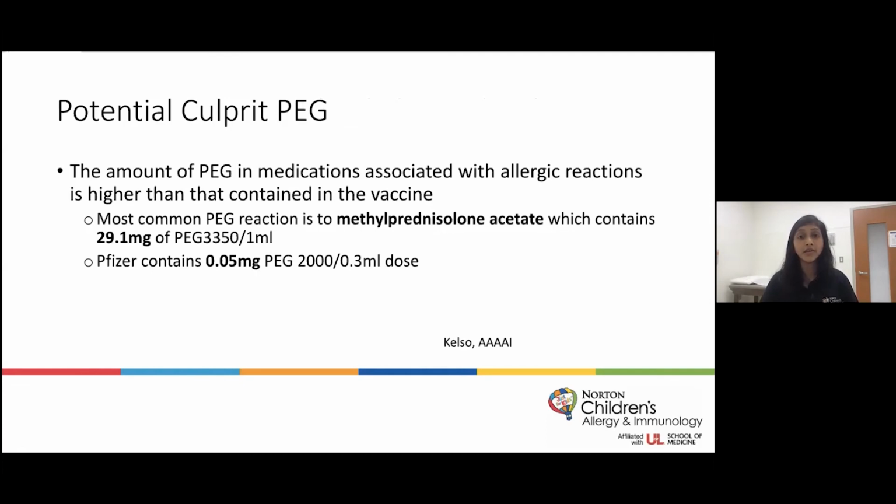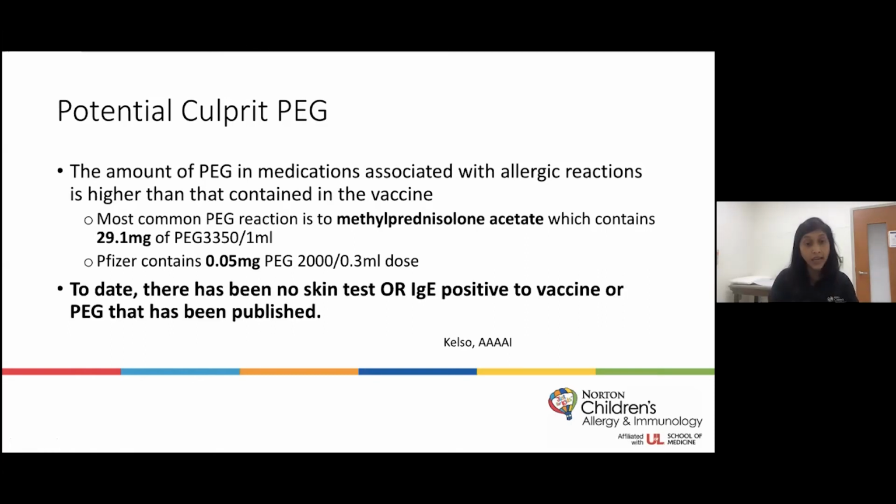So in adults, we usually see Depo-Medrol as a potential culprit causing an allergic reaction, and we test them to PEG, but Depo-Medrol has 21.9 milligrams and Pfizer only has 0.05 milligrams of PEG. To date, importantly, there has been no skin test or IgE positive to the vaccine or PEG that has been published. There is a lot of speculation among allergists, and we're trying our hardest to get these patients into our clinic and test them. But the limitation is obtaining the vaccine itself to test. So it hasn't been reported.